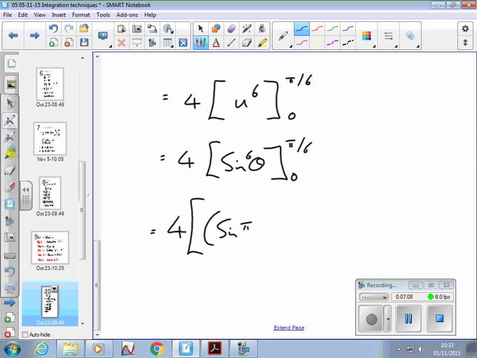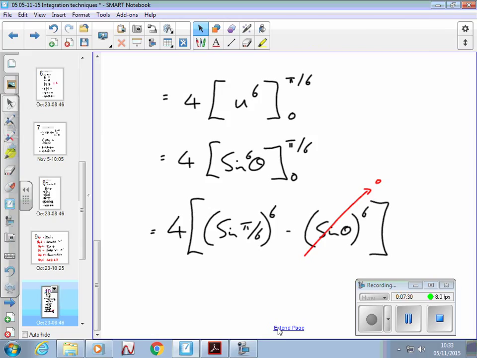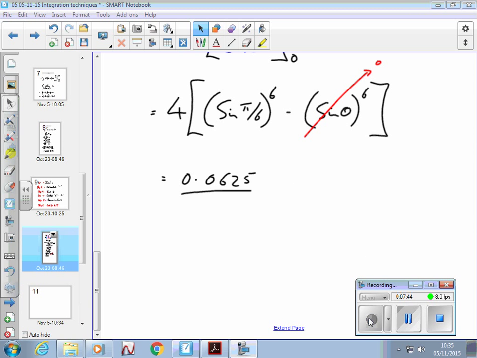sine of pi over 6 to the power 6, and that's how I do it in the calculator, minus sine 0 to the power 6. Well, sine of 0 is 0, so this term's gone. So I just have to work out what sine pi over 6 is, and then to the power 6. Don't forget you need to be in radians. Answer 0.0625, exactly so. That incidentally shows quite a good case for always putting the significant figures, because now I know that's an exact answer, it's not been rounded.